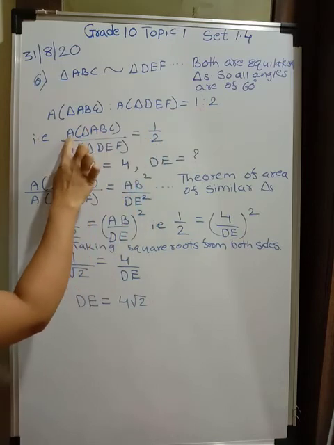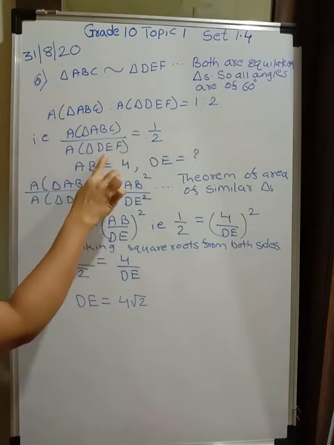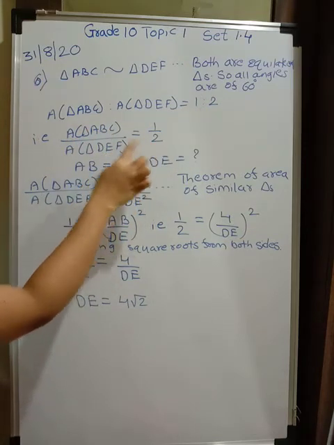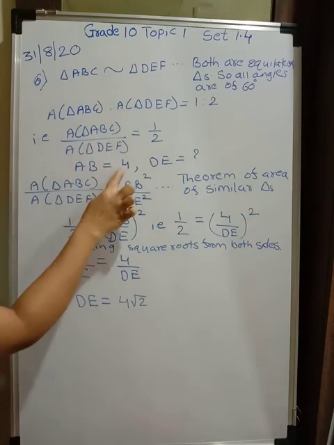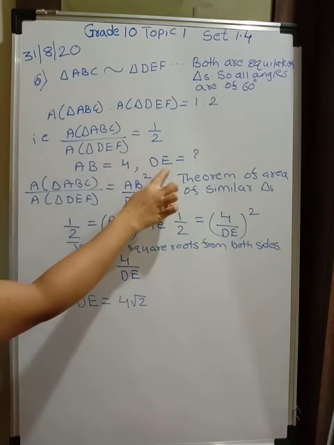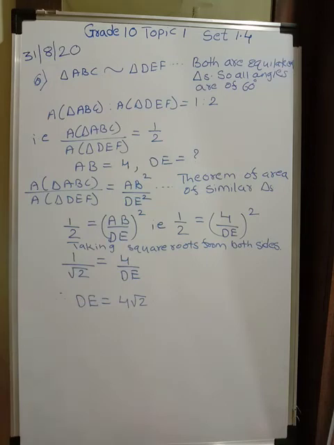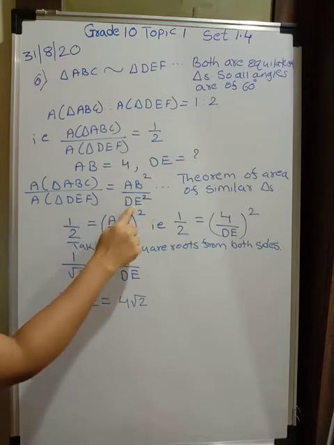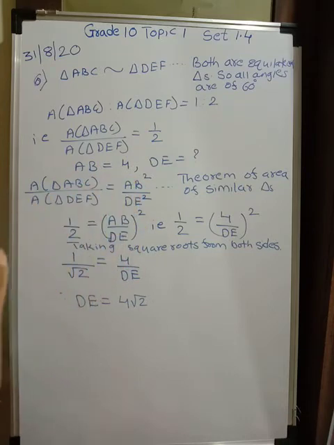So here area of triangle ABC upon area of triangle DEF is 1/2. One side is given, AB, that is 4. You have to find DE. Now as per the theorem of areas of similar triangles, what do we have? Area of first triangle upon area of second triangle will be equal to AB square upon DE square. These are their corresponding sides.